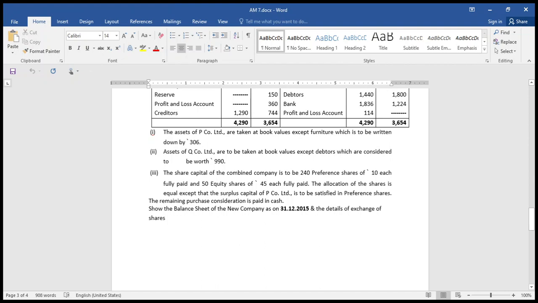So the total number of preference shares given is 240 of rupees 10 each, and the total number of equity shares given is 50 of rupees 45 each. Here there is no confusion. The 50 equity shares are divided among the companies equally. The allocation of the shares is to be equal, except that the surplus capital of P Company Limited is to be satisfied in preference shares.